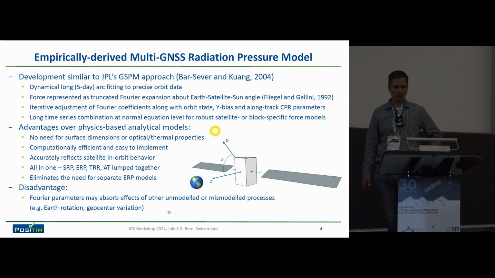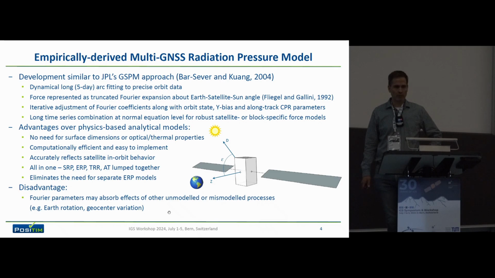The advantages of these physical-based models are obvious. There's no need for the dimensions of the spacecraft or its properties. They are very efficient and easy to implement. It's just 3 lines of code, basically. They reflect the satellite and orbit behavior. They are basically all in one. All 4 forces are lumped together, and there's no need for an ERP model anymore. But there are also disadvantages, because these parameters tend to absorb other effects like Earth rotation or geocenter variations.